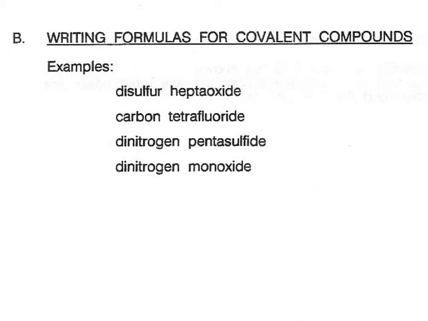And you should see carbon tetrafluoride becomes C, no number on this, we don't write the number 1, and then F with a 4 because tetra stands for 4. The next one, dinitrogen pentasulfide. We have N for nitrogen, 2 for di, S for sulfur, 5 for penta, which gives us N2S5. And our last one, dinitrogen monoxide. We're going to have N for nitrogen, 2 for the di, O for oxygen or oxide, and 1 for the mono. We don't write the 1 in, so it's N2O.